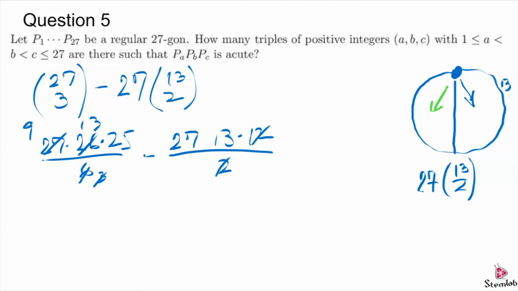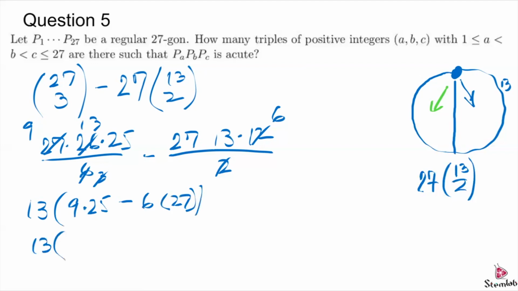Cancel that, that becomes a 6. So factoring out the 13, it becomes 13 times 9 times 25 minus 6 times 27. So it's 13 times 225 minus 162, or 13 times 63, which is equal to 819. Okay. So either way you did it, that's perfectly fine.